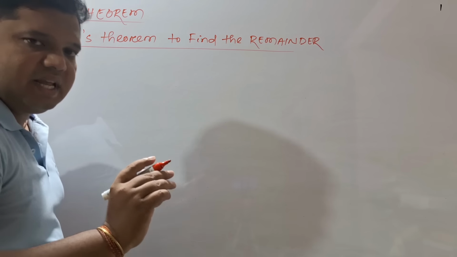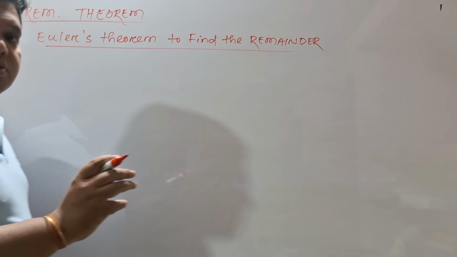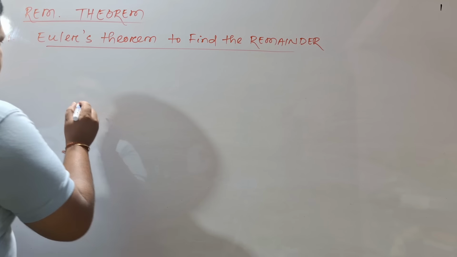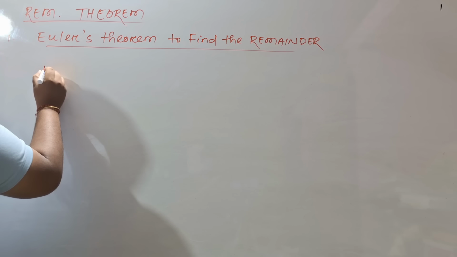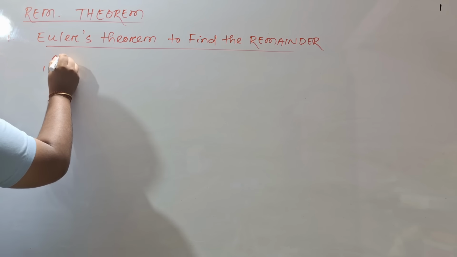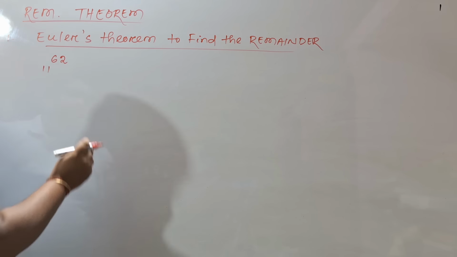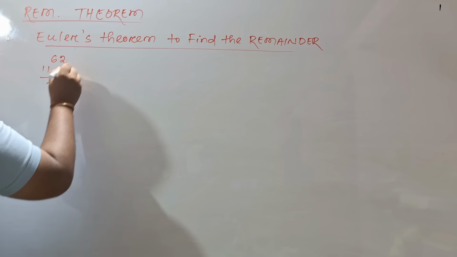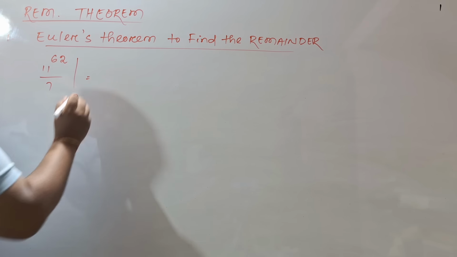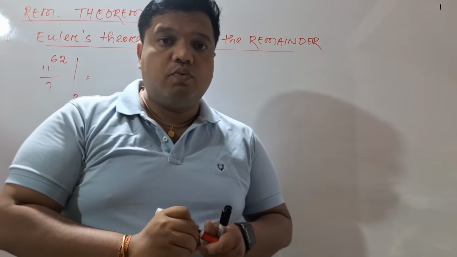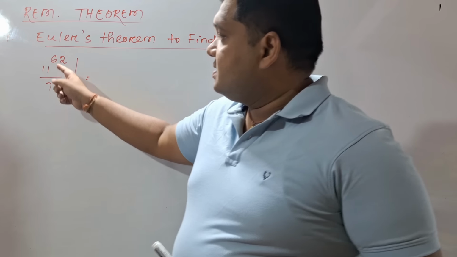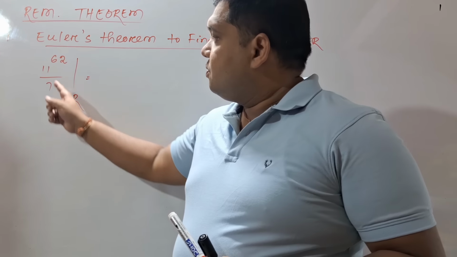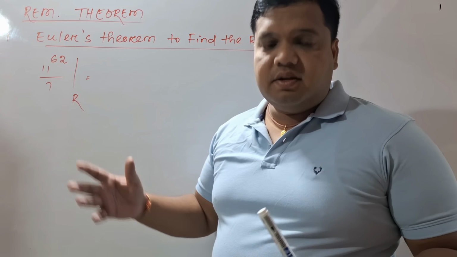So give the heading Euler's theorem to find the remainder. I'll give you one example so that you can understand how the question is formed and what the thought process and approach are. Suppose 11 to the power 62 is the dividend, 11 multiplied 62 number of times. When it is divided by 7, find the remainder. This is the dividend, this is the divisor. It's a huge number. When this is divided by 7, how do we find the remainder?